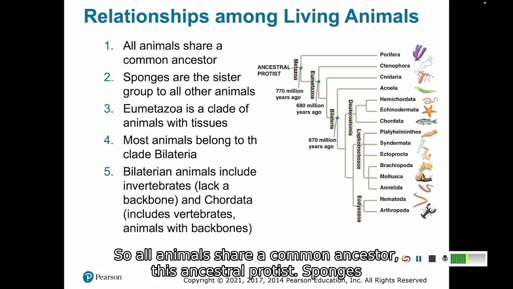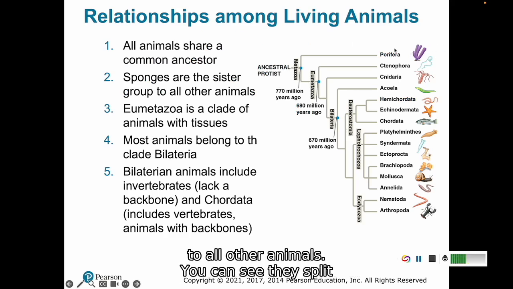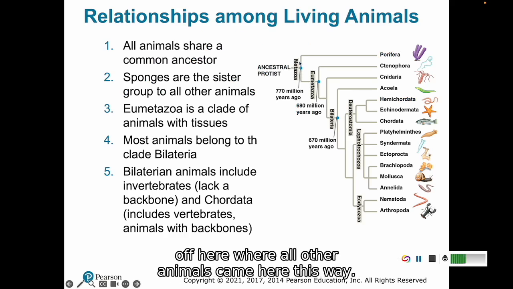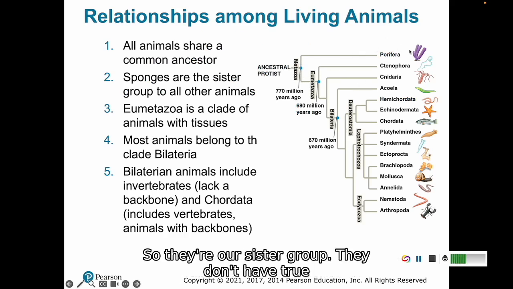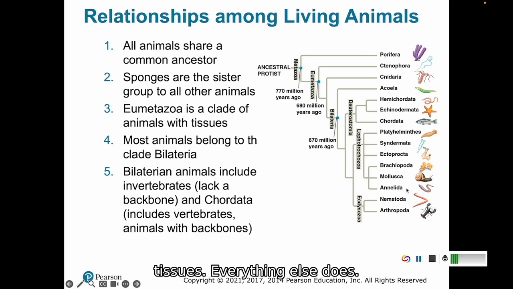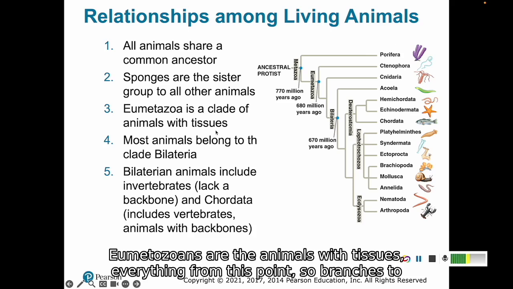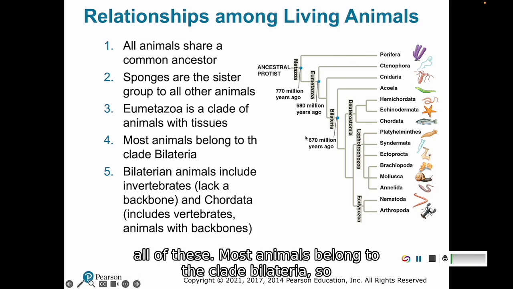So all animals share a common ancestor, this ancestral protist. Sponges are the sister group to all other animals. You can see they split off here where all other animals came this way. So they're our sister group. They don't have true tissues. Everything else does. Eumetazoans are the animals with tissues. Everything from this point branched into all of these.